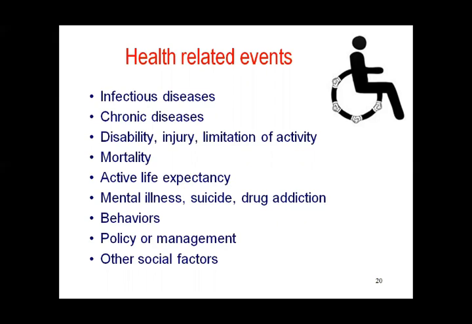These are the health related events. So for example, if there is an infectious disease outbreak, or in some area there is a chronic disease, disability, injury, and limitation of activities, the mortality rate is more. So all these things will indirectly cause a lot of health related issues, right? But if these health related events are in control, it is good.